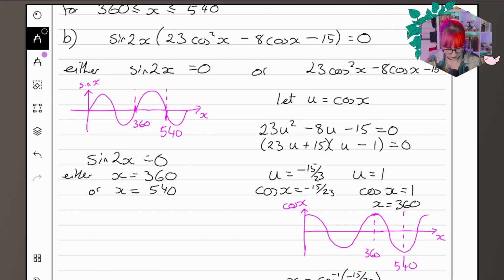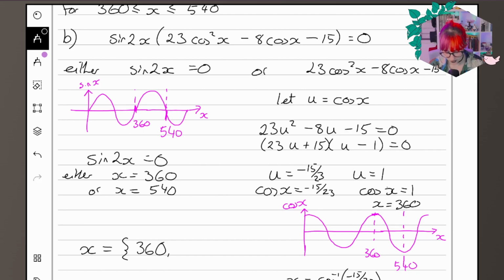I'm currently in radians as well, so you've got to make sure that you turn your calculator to degrees or radians. They're different. So inverse cos of minus 15 over 23 will give me 130. If I add 360, that should then give me the right range. So that's 491 degrees.